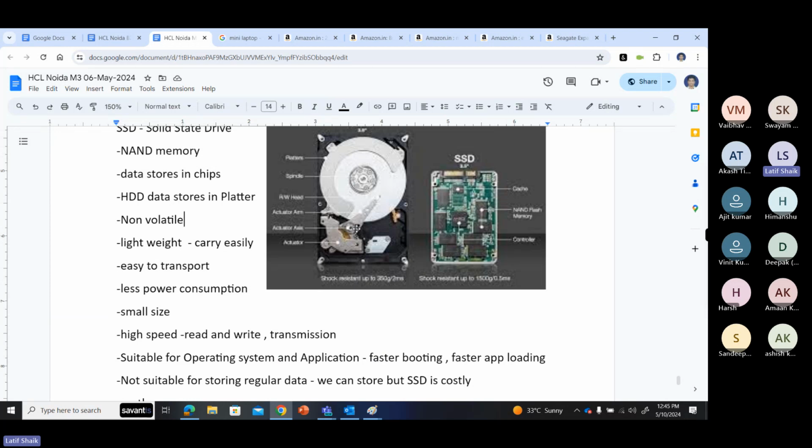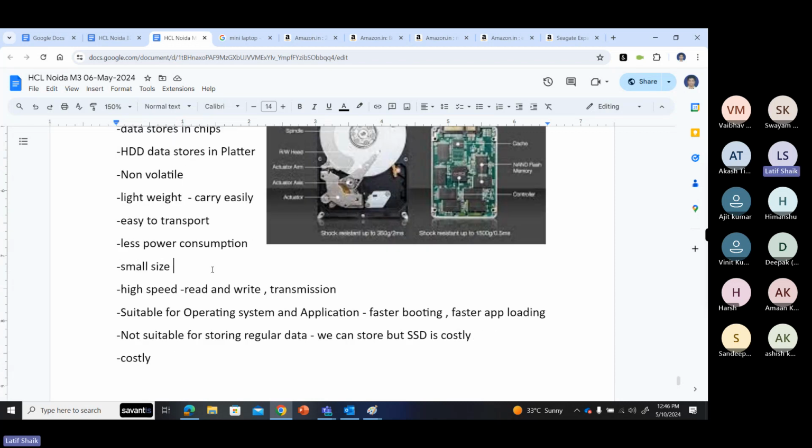SSDs are lightweight because we are not using any platters or mechanical parts here. We are not using any hard parts, platters, magnetic materials. SSDs are purely chips only. So obviously it is lighter in weight, easy to transport, with less power consumption compared to a hard disk, and small in size. It is mainly for high speed data read, write and transmission. Compared to hard disks, SSDs are faster.